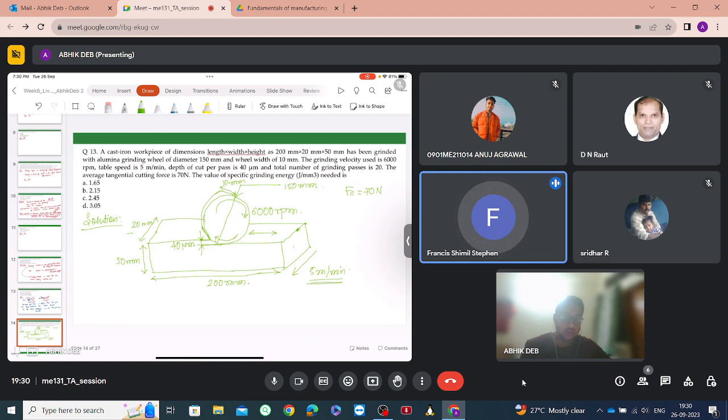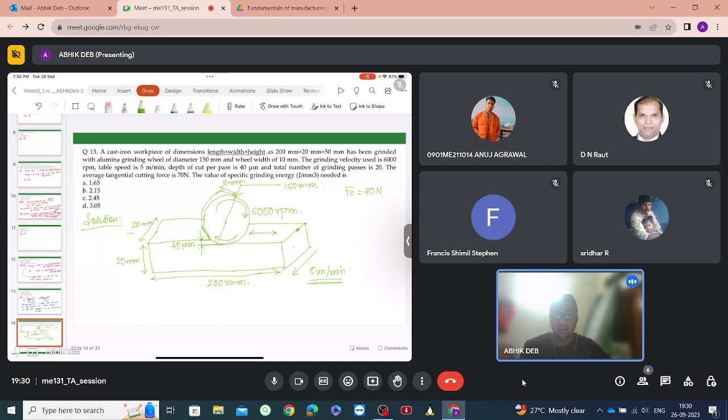Actually, by feed motion, it's the movement of the workpiece or the movement of the tool. It depends. Generally, if you have observed the working of a grinding wheel for a surfacing process or whatever it is, generally the movement of the workpiece attached with the table. That is why it is said as table speed.